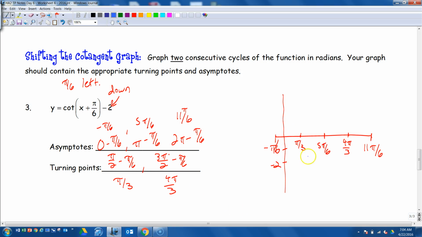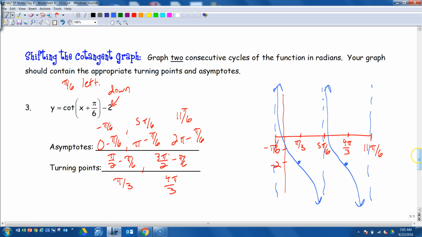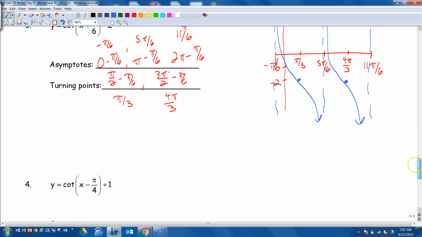So my turning points are now at pi over 3 and 4 pi over 3. My asymptotes are here, here, and here. And then we just draw a normal cotangent graph. It starts up high, it turns there, goes down forever. Starts up high, turns there, goes down forever. And that's it. So let's do one more, and then we'll call it a day.